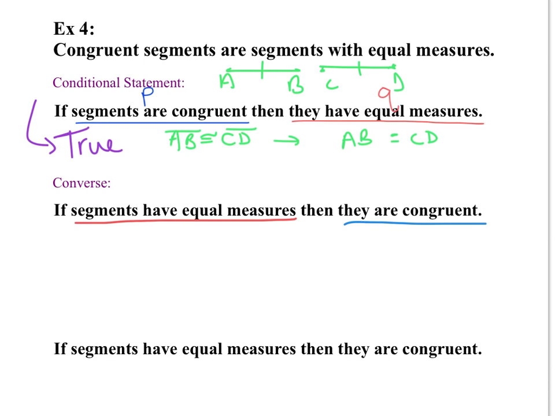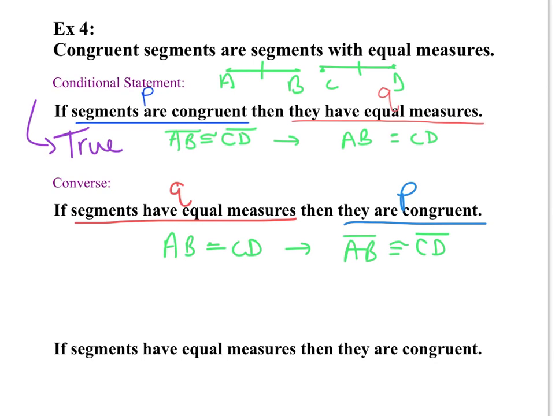So we switched the P and Q from above is what I'm showing you here. The Q is at the beginning and the P is at the end. Now let's take a look again and see if this is going to be true. And if I take a look at my example that I have up there, well, if I start this time with AB being equal to CD, they have the same lengths, then does it follow that AB is congruent to CD? Segment AB is congruent to segment CD.